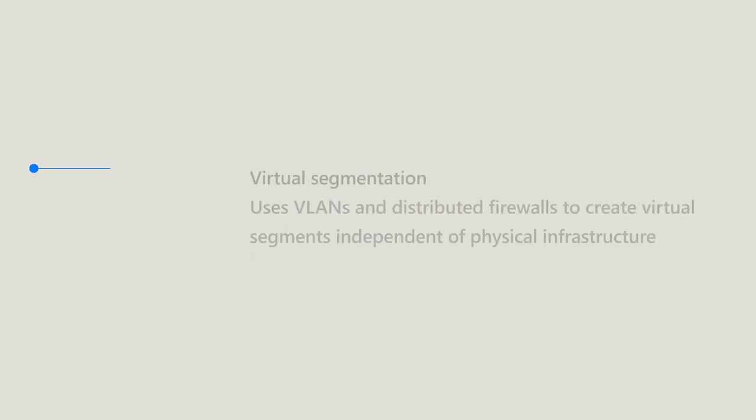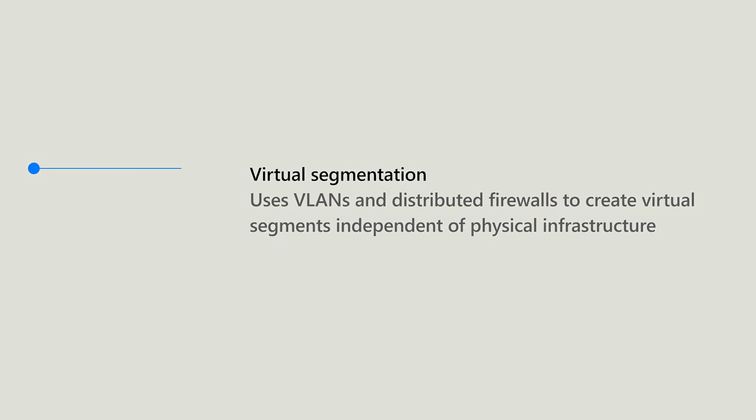Virtual segmentation, on the other hand, extends beyond the traditional network perimeter by using technologies like virtual local area networks, or VLANs, and distributed firewalls to create virtual segments independent of the physical infrastructure. This approach provides the same benefits as physical segmentation, but more flexibility and cost-effectively, allowing for easier adjustment of security policies within each segment. Now let's examine how network segmentation works in an office setting.